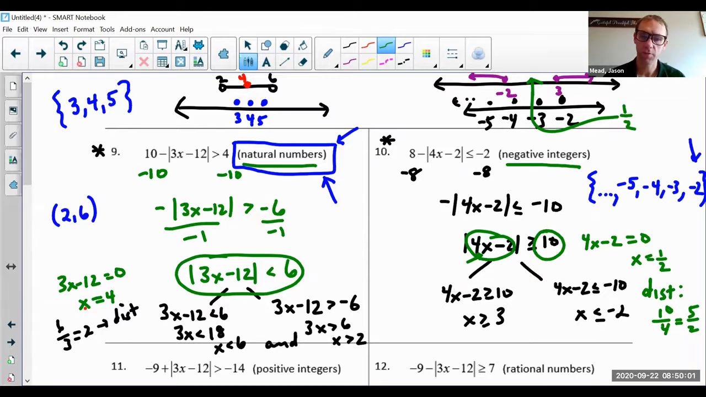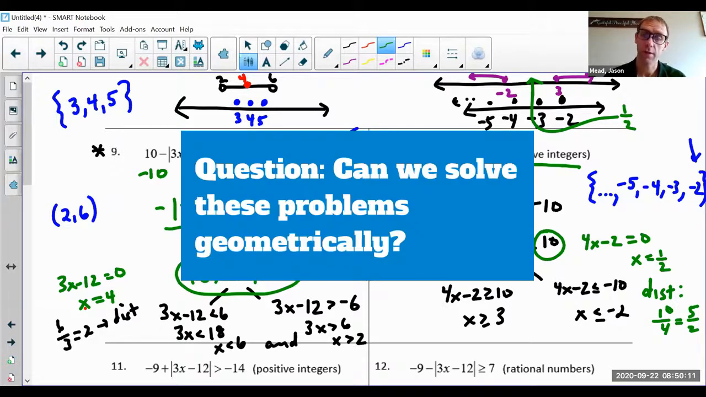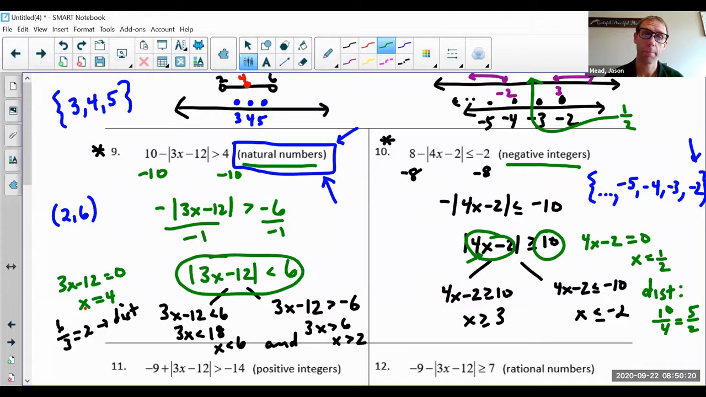Any questions on this before I go to graphing really quick? Yes, you can solve them geometrically also, but you have to make sure that you show your work if you're doing that. Show how you are getting your center. How are you getting your distance?